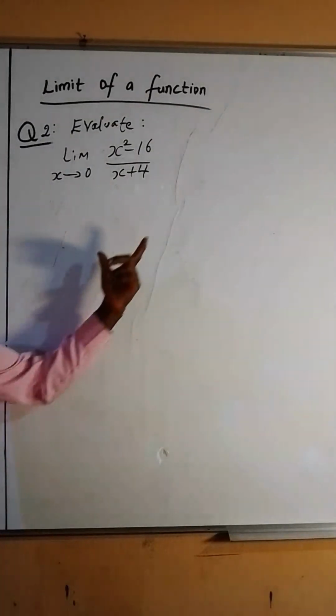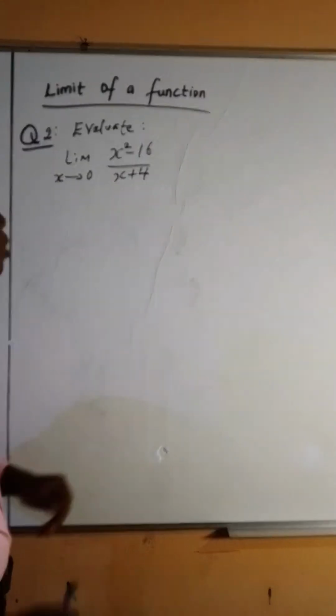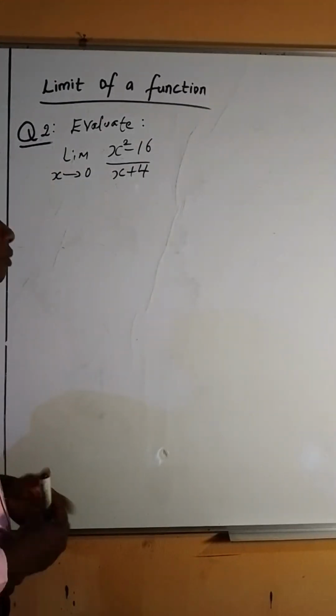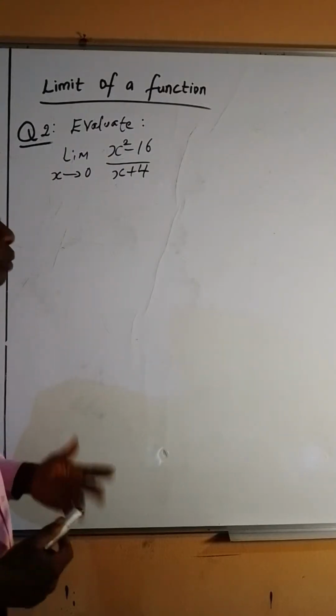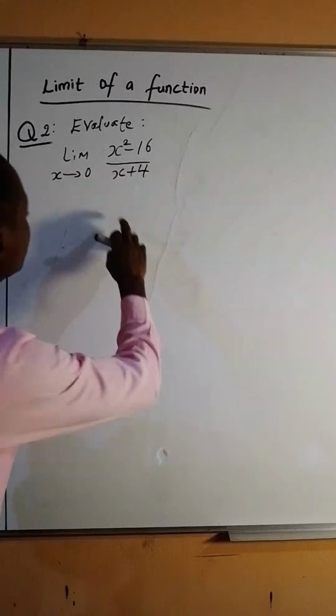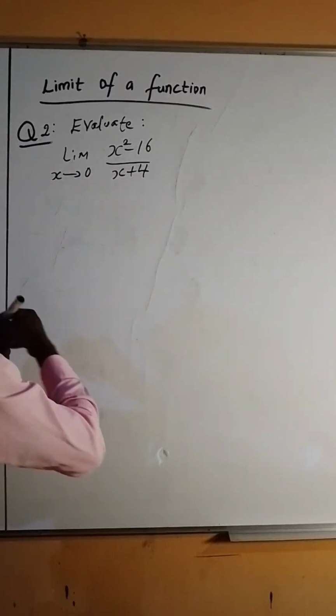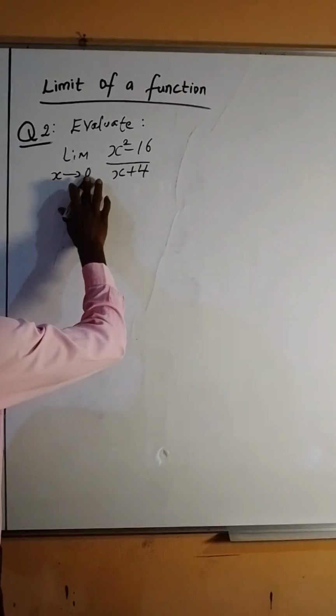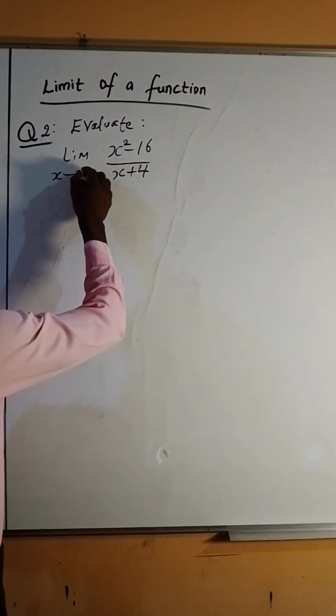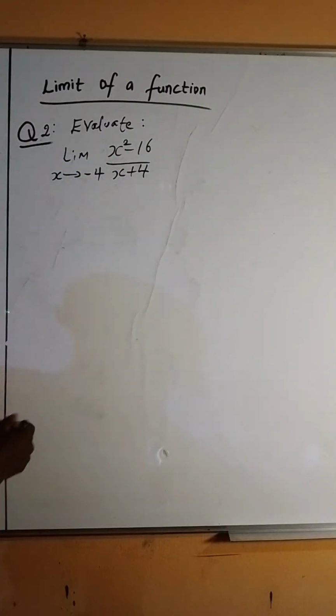Now, there is something striking here that we need to be aware of as far as the limit of a function is concerned. Please, I want you to give me much of your attention. Now, this point here, sorry, x is not equal to 0, it's x approaches minus 4, right?